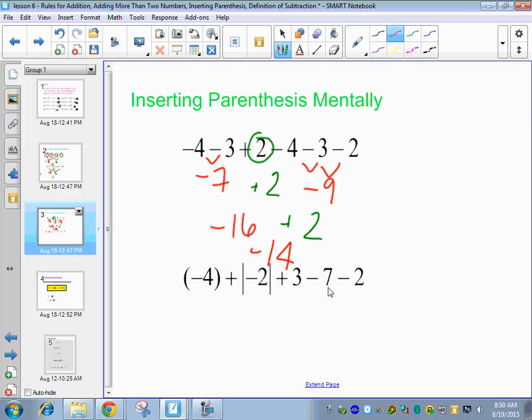Okie dokie. So now this one's a little different. We have this absolute value guy in here, right? So I would say I would worry about this absolute value first. We can just get rid of those absolute value bars. So what's the absolute value of negative 2? Perfect. So we can just turn this guy into a plus 2 and rewrite the rest. Plus 3 minus 7 minus 2.